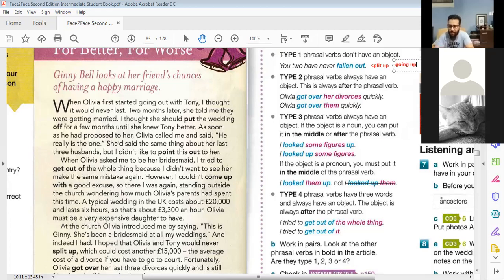All right, Raheem, your turn. Type two, you need to find phrasal verbs which have an object and the object is always after the phrasal verb, okay? So try to find it. I'll be back in a second, okay? Okay.